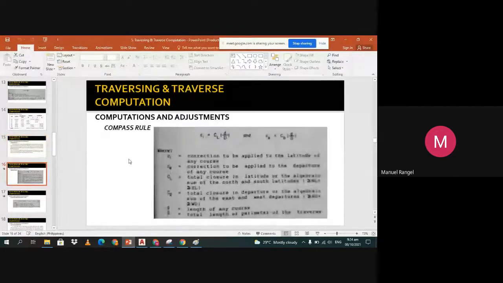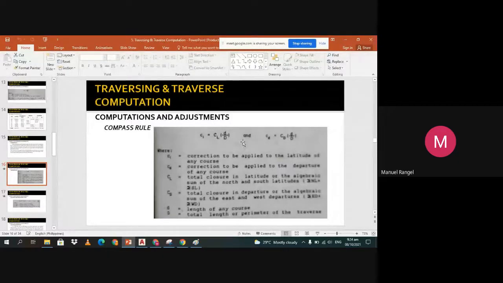So muna ang formula sa compass rule. So the correction to be applied sa latitude, denoted as CL, small letter l, is equal to the total closure in latitude multiplied by the ratio of the length of any course divided by the total length of the perimeter of the traverse.